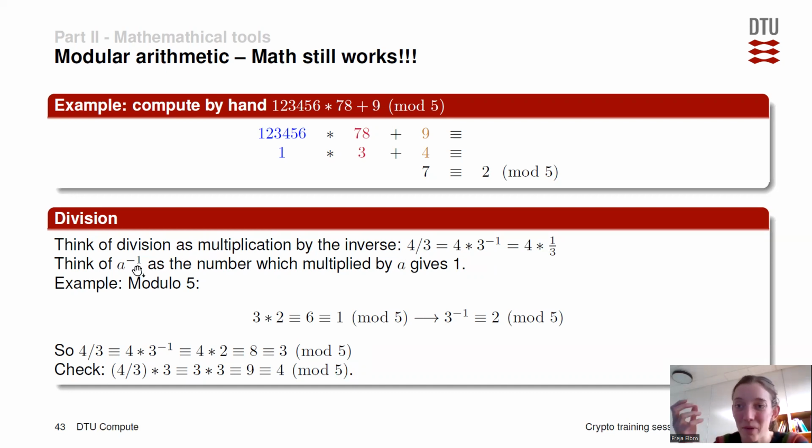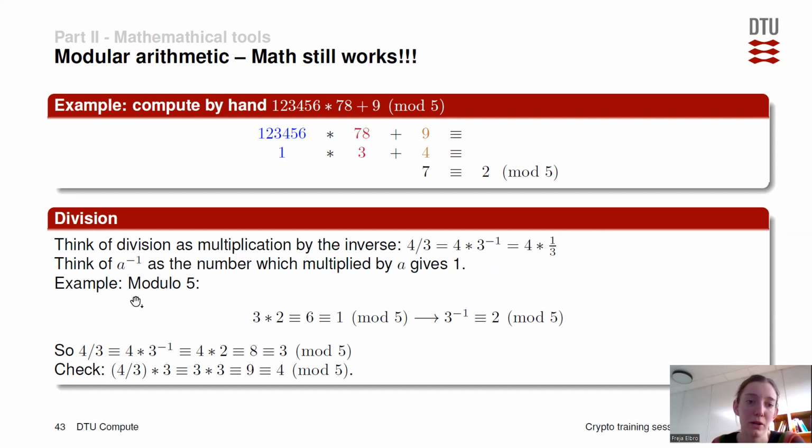I want you to make one more mental twist, and that's to think about the inverse of a number a as the number which multiplied by a gives 1. So the inverse of 3 is 1 over 3 because a third times 3 is 1. Okay. With these two ways of thinking about normal division, that generalizes to modular arithmetic.